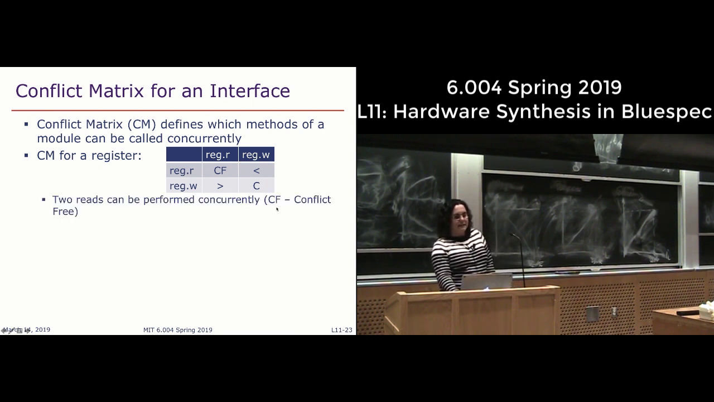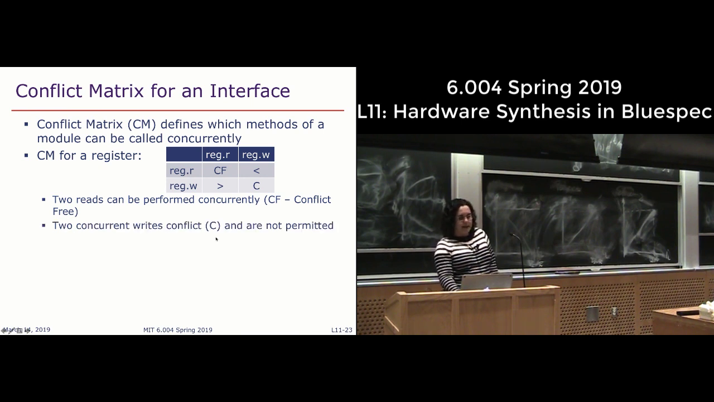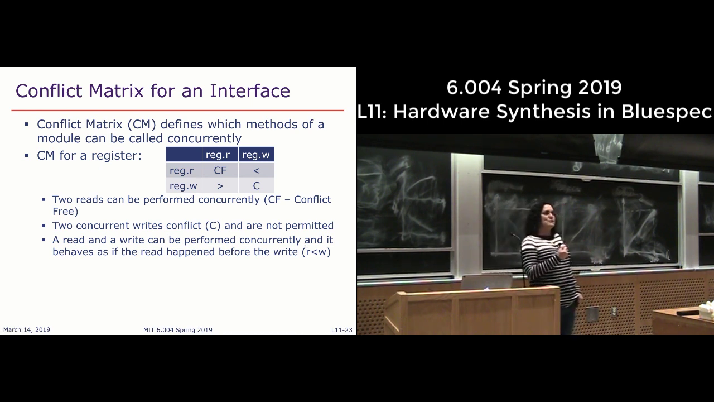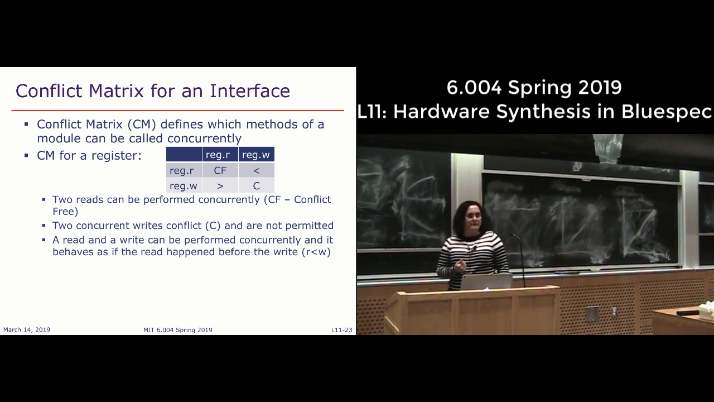So CF means it's conflict-free. We can do two reads at the same time. C means that there is a conflict, meaning we cannot do two writes at the same time. And this less than means that we can do a read and write at the same time, but the behavior is as if the read happened first. So in other words, if I'm reading from register X2 and I'm writing to register X2, the value that I read from X2 is the old value, not the new value that I'm about to write to it. Okay?